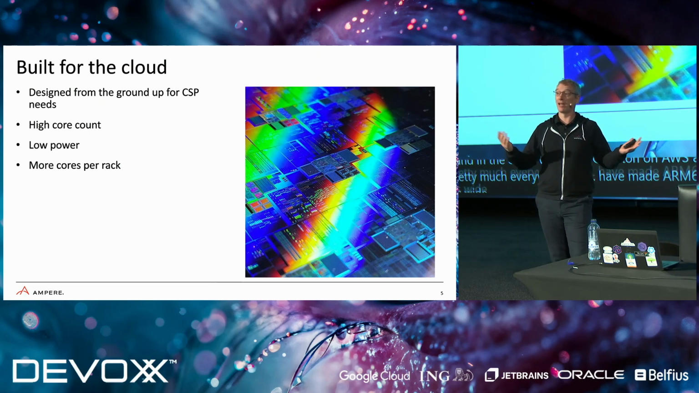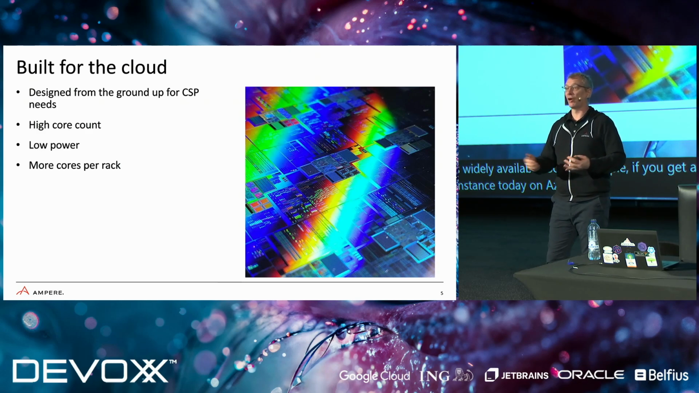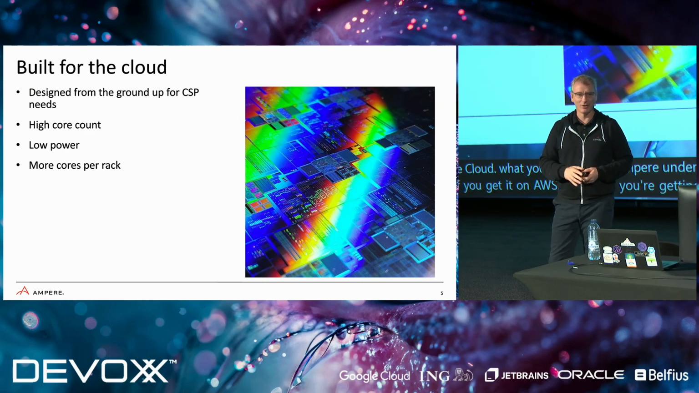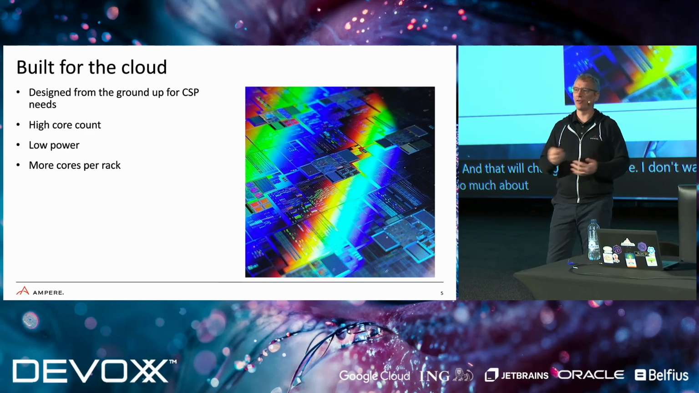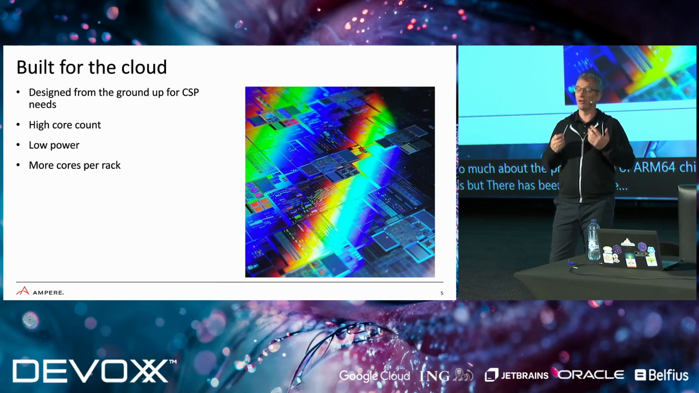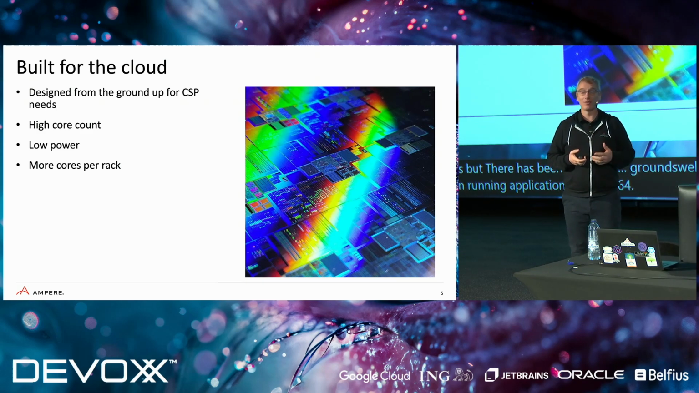So for example, if you get an Arm64 instance today on Azure, on Google Cloud, on Oracle Cloud, what you're getting is Ampere under the covers. If you get it on AWS, obviously you're getting Graviton. And that will change in the future. I don't want to talk too much about the proliferation of Arm64 chips for clouds, but there has been a massive groundswell of interest in running applications on Arm64, and that's primarily for 3 reasons.